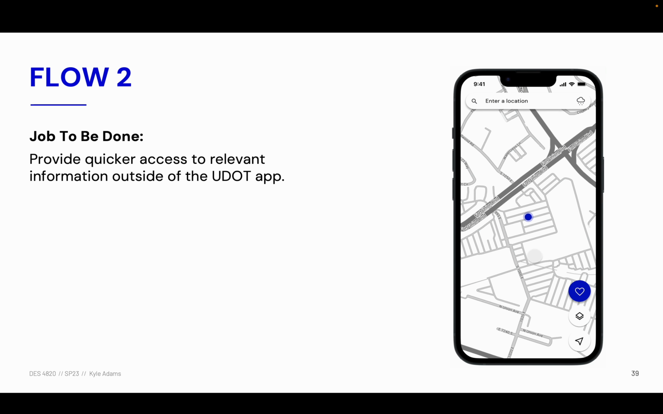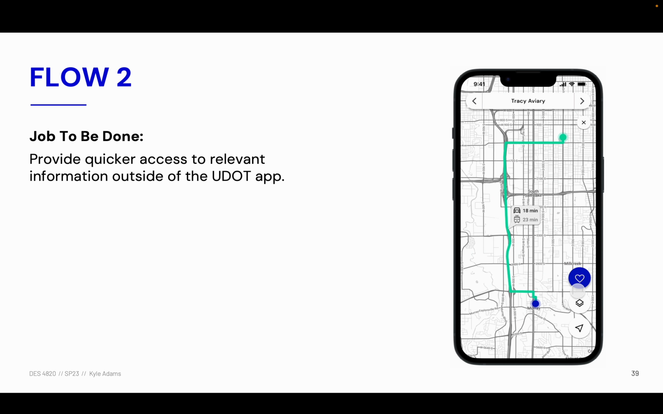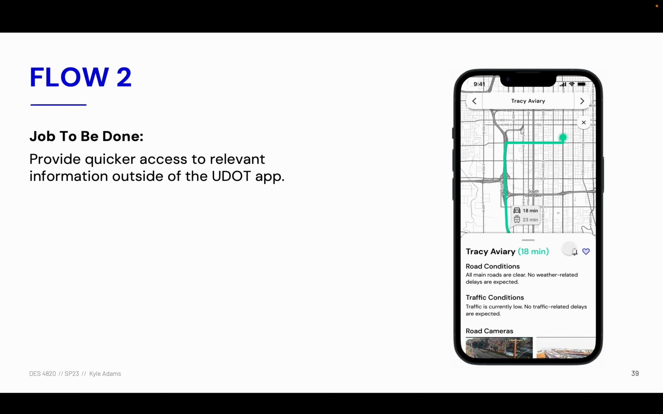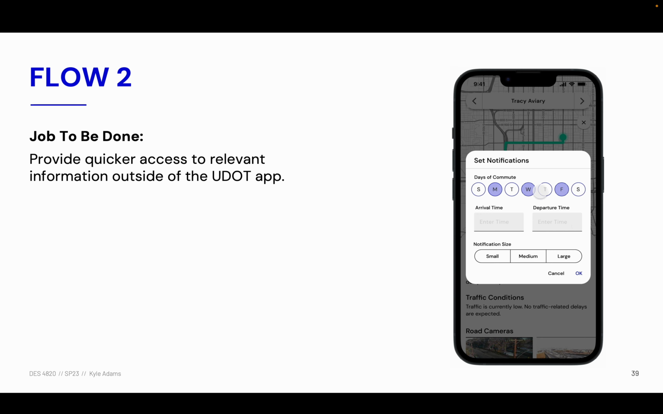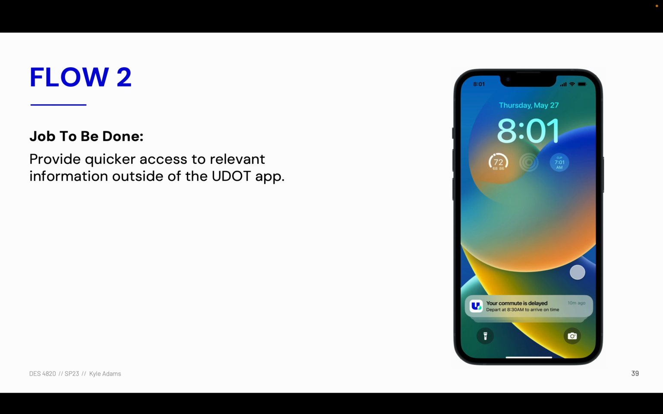Now that Valley has favorited the Tracy Aviary, they can open it from the start screen with one click. Since Valley will be making routine visits to the Tracy Aviary for work, they decide to set a notification to keep themselves updated on the commute. They select the days and times they'll be working, as well as how much info they want to receive. Now if there's an interruption on this route during the set time, they'll get an instant update and they can make quick adjustments without opening UDOT.